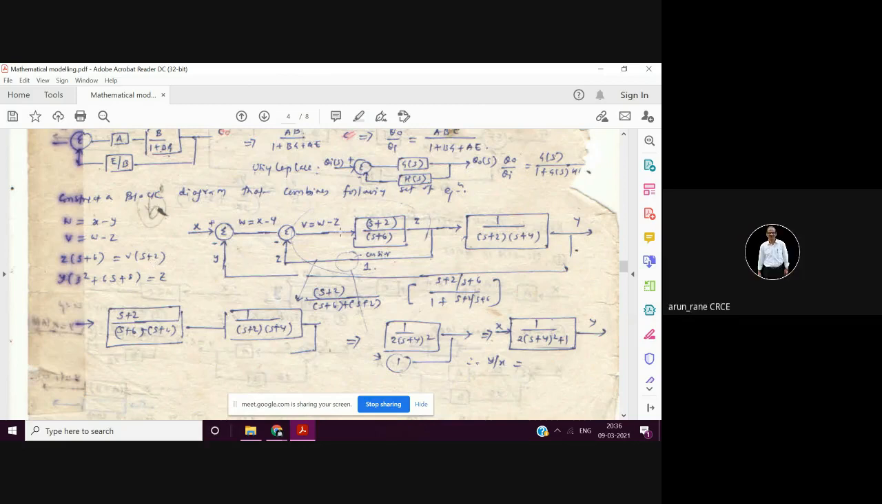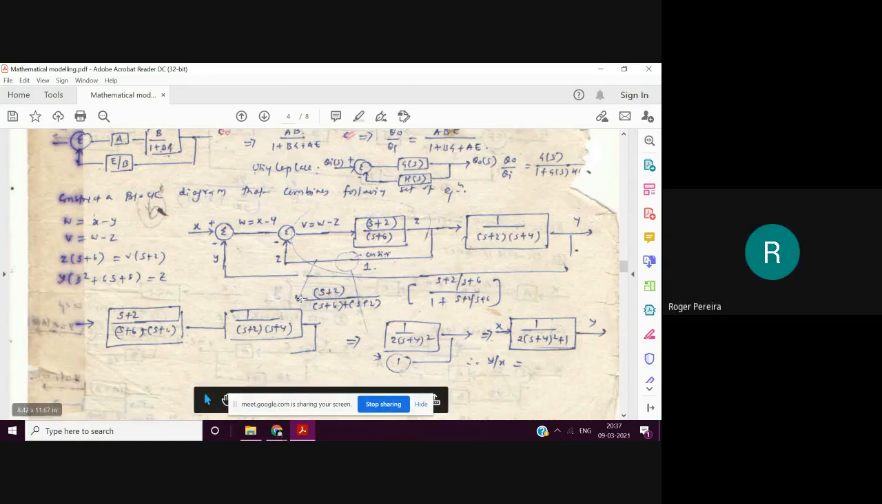That means we have to multiply this V by S plus 2 upon S plus 6. So I will use a block of function S plus 2 upon S plus 6. So now here the signal is V, and V is multiplied by S plus 2 upon S plus 6. The output signal is Z. So now this block diagram satisfies this third equation also.